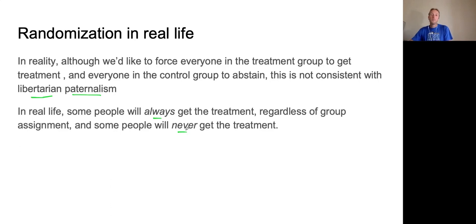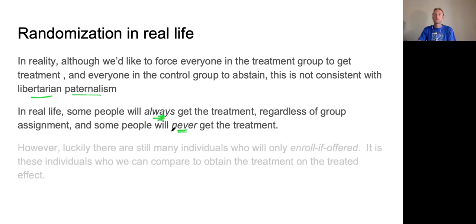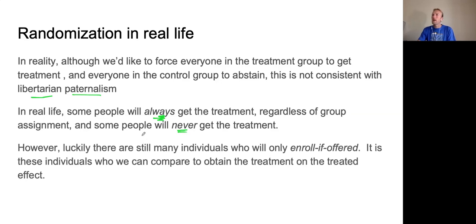Think about the experiment with giving kids deworming pills. Even there, some kids are not going to take the deworming pills, even if they're in the treatment group. There are some kids in the control group that are going to get the pills. We'll call those the alwayses, the people who always get it, no matter which group they're in, and the nevers, who won't get it. These people are going to mess up our study.